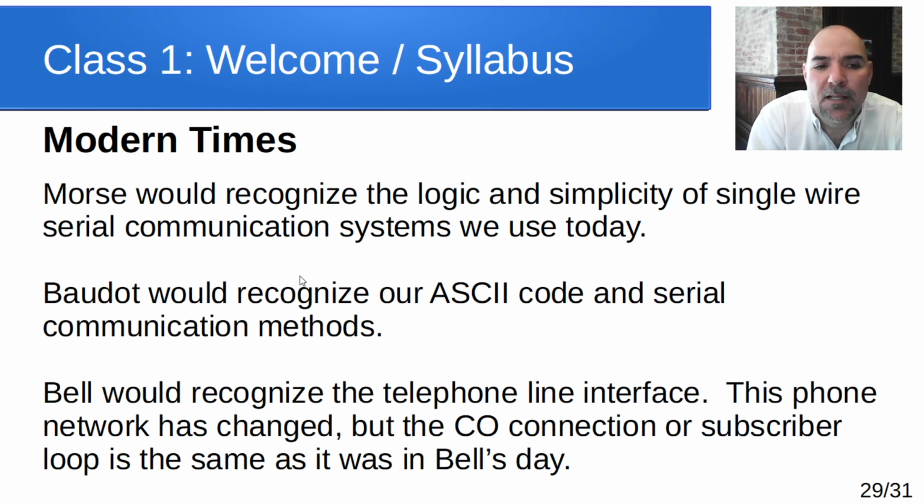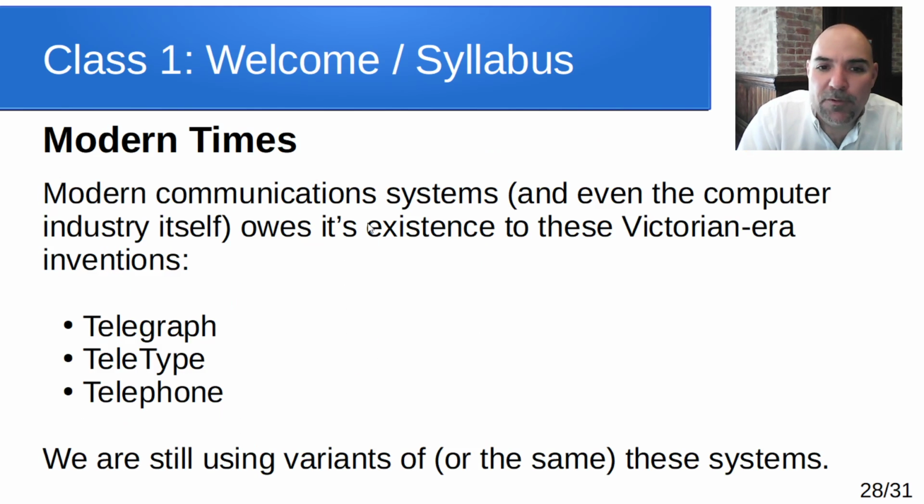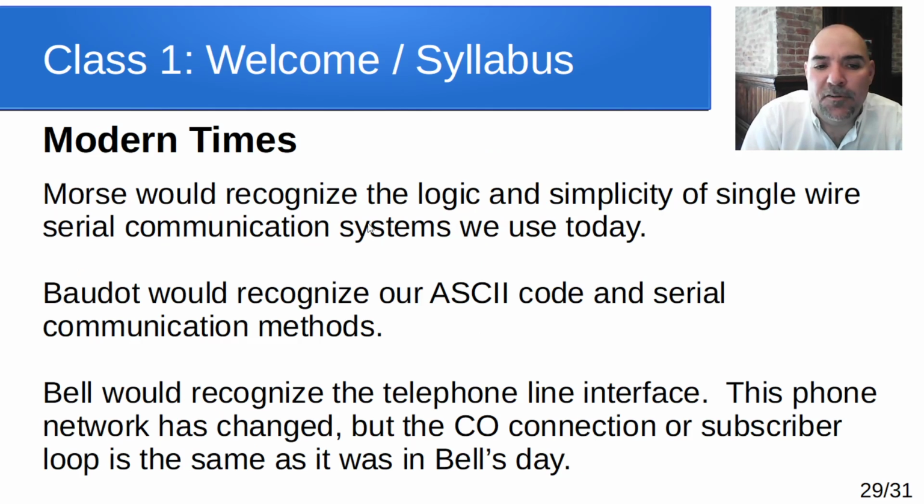He would recognize that. Emile Baudot would recognize our ASCII code, because our ASCII code looks a whole lot like this table. It's just a different thing, and it has 7 bits or 8 bits if it's extended ASCII rather than just 5. But he would recognize that. The ASCII code and our serial communication methods that use that fixed length coding system instead of 5 bits, serial communication uses 7 or 8, sometimes 9, but usually 7 or 8, usually 8. But he would recognize that.